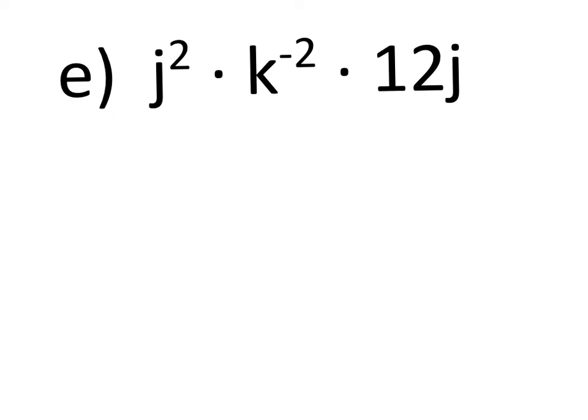So looking at this guy, the only number out front is a 12, so I've got a 12. All right, now I'm going to put together my j's. So I have 2 here and 1 here. So that's going to give me j to the third.